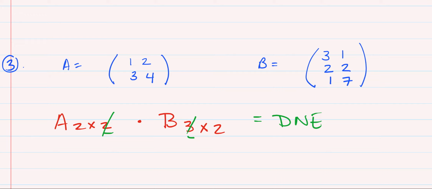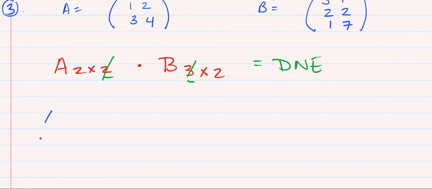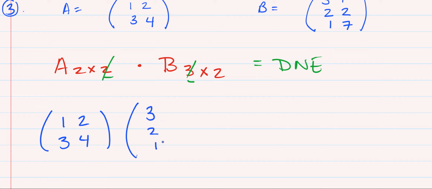But let's say you forgot to check that. What would happen? Well, let's put the two matrices here. 1, 2, 3, 4, and 3, 2, 1, 1, 2, 7. I want to multiply these two. So my first entry in this matrix, let's say maybe I say, oh, this is going to be a 2 by 2 matrix because I have this number and this number.